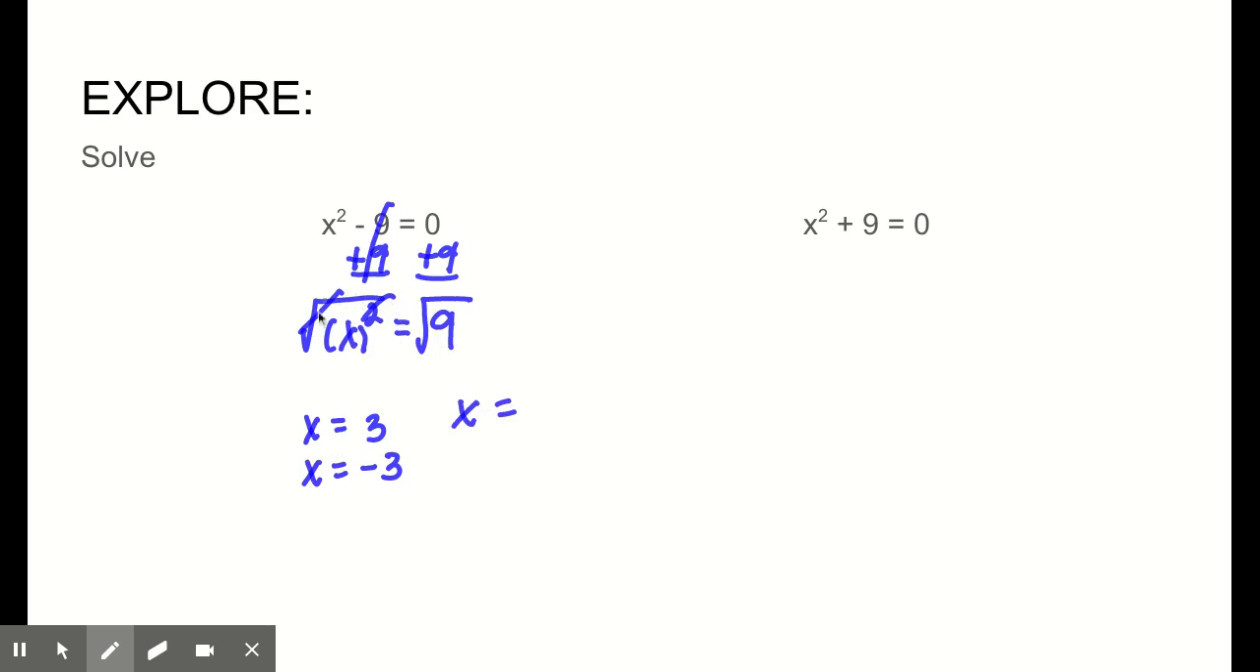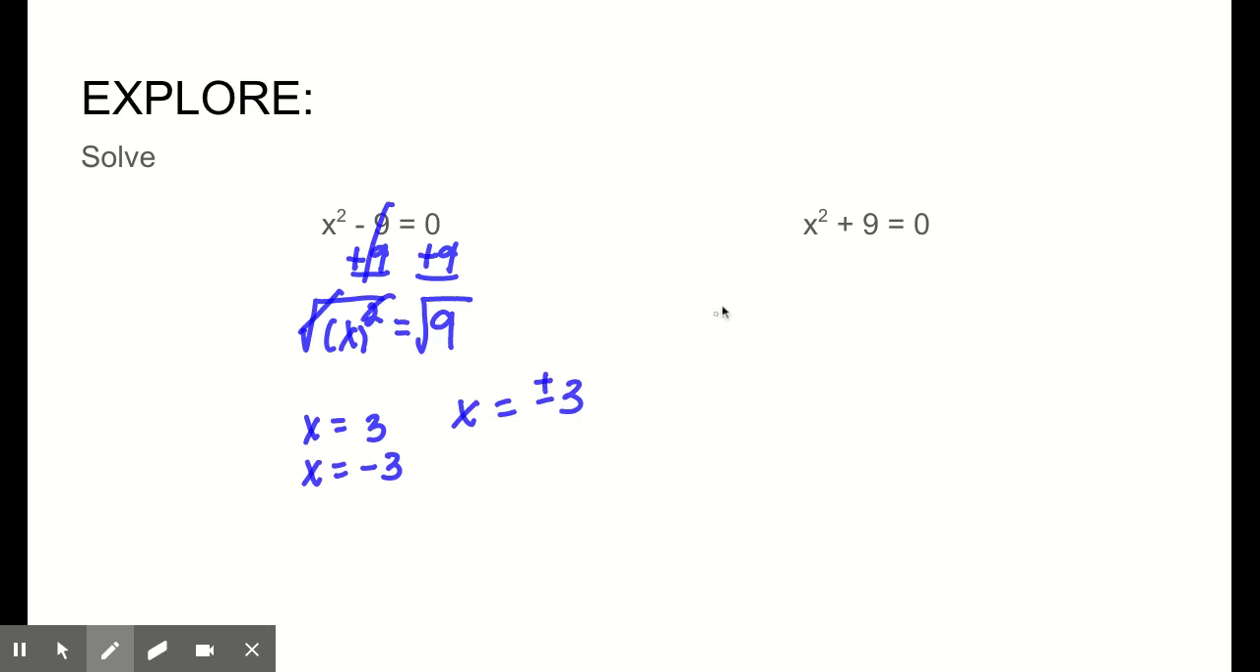But when we're solving and you have that x to the second power, you're always going to get a positive and a negative 3. You're going to see that written as x is equal to plus or minus 3. So these are both real number solutions. Positive 3 and negative 3 are both real numbers.